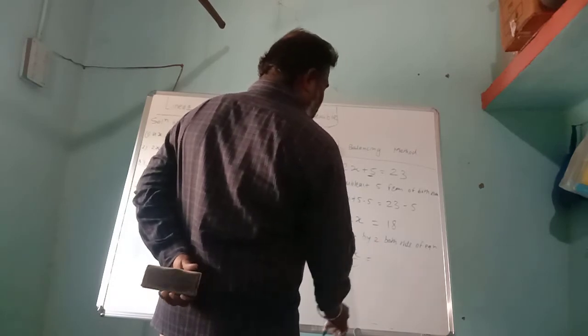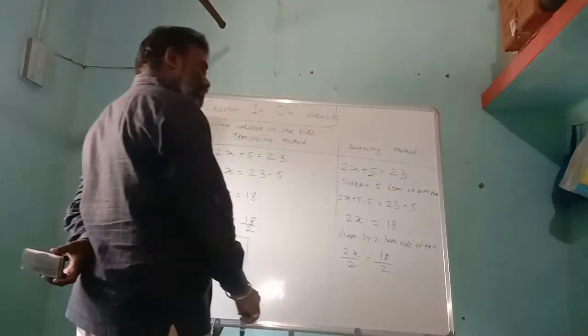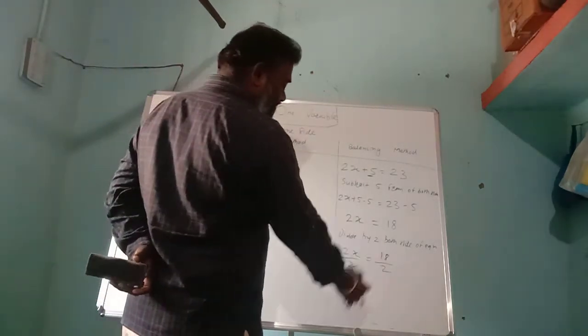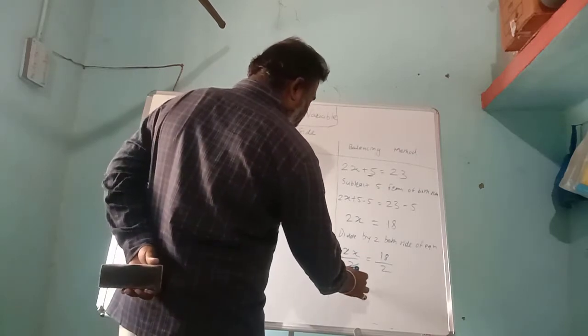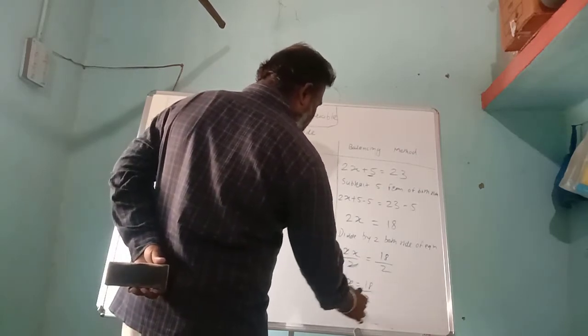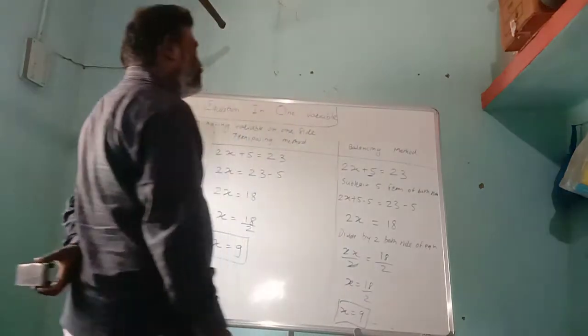Here I perform division. The same here also, I have to perform division because I am balancing the equation. Here the same terms get cancelled. Hence x equal to 18 by 2. Hence x equals 9 is our required solution.